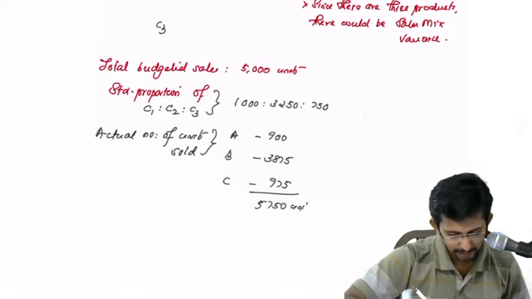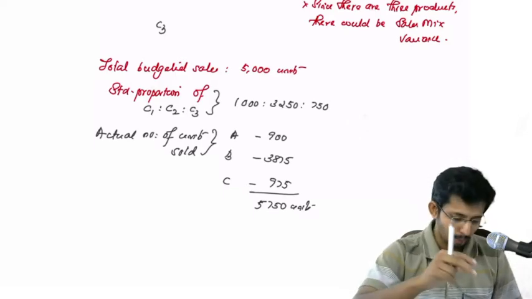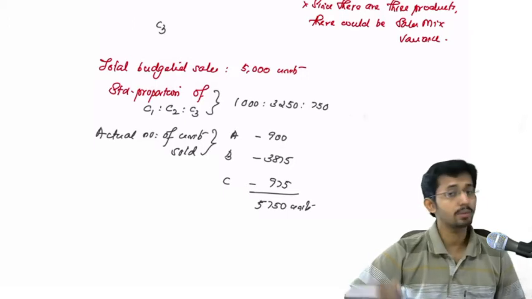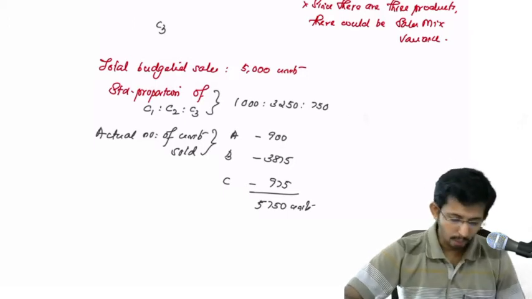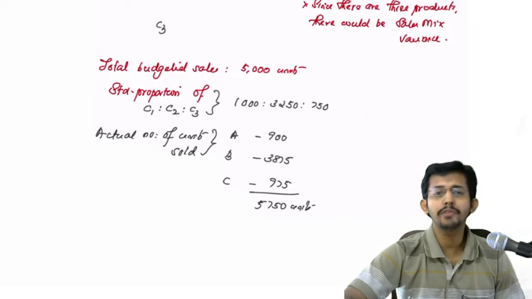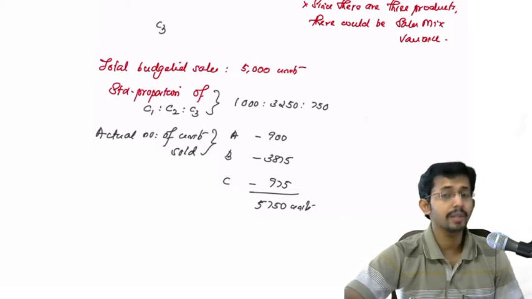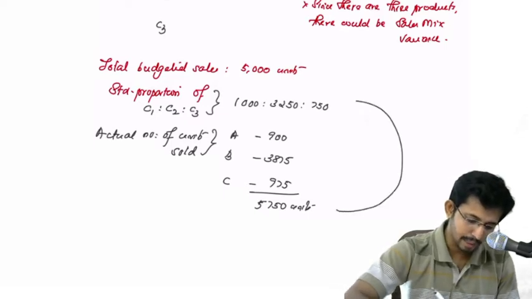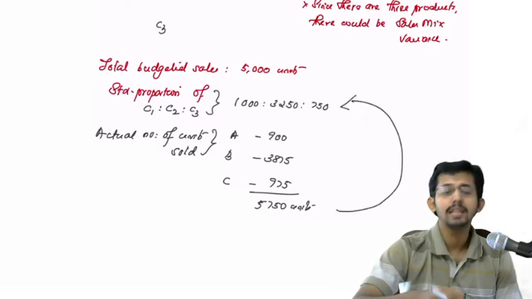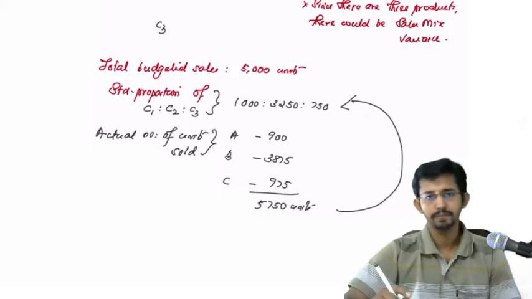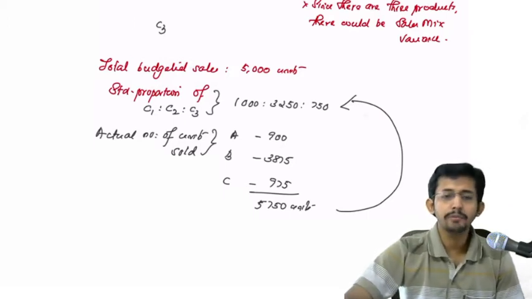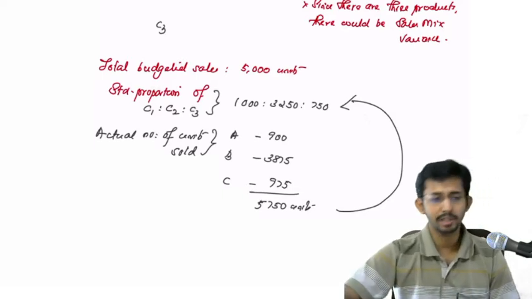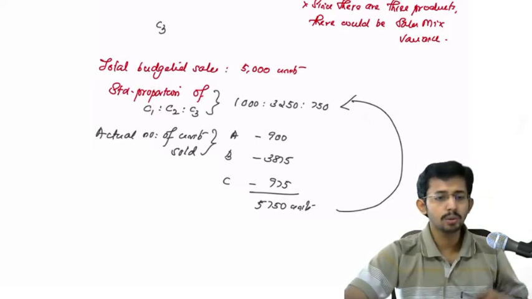5750 units. See, our budget was only to sell how many units? 5000 units. But how many units did you actually sell? 5750 units. Now, when you sell additional 750 units, or 5750 units in total, this should be in which proportion? It should have been in standard proportion. If it was in standard proportion, then there won't be any mix variance. Is it clear? So here you have to check whether the actual sales was in the standard proportion itself. So how to do that?